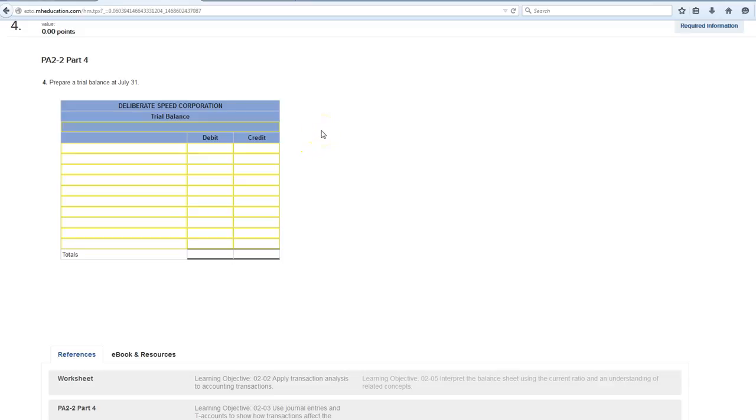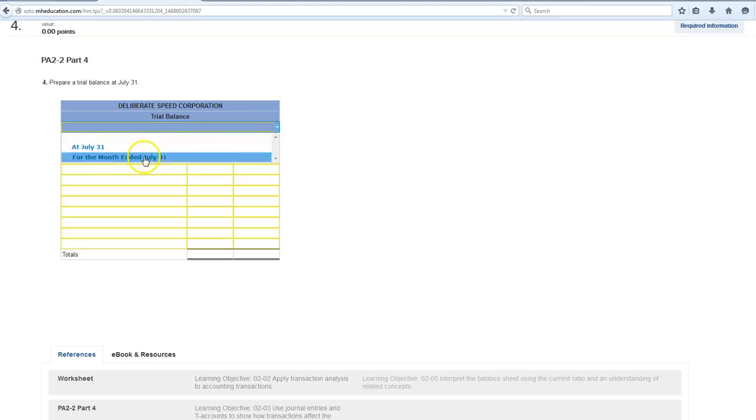And by the way, this is not a financial statement. This is a tool of the accountants to check their accuracy before they do their income statement, statement of retained earnings, and balance sheet. Because if the accounts with debit balances equal the accounts with credit balances in total, then the financial statements will work out mathematically. Doesn't mean they're perfect, but they'll work out mathematically. So let's start by putting a date here. We'll do it for July 31st.